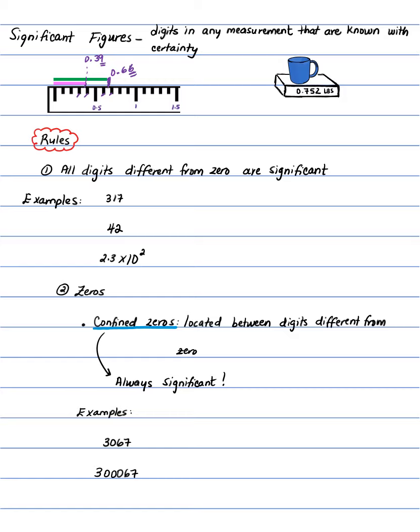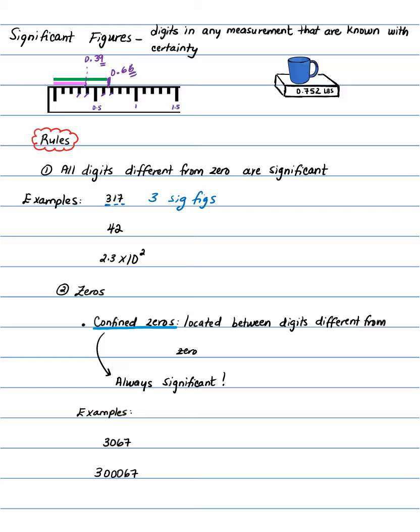On the right side where you have 0.752, the 0, we still don't know if it's significant or not, but the 7, the 5, and the 2, all three of them are significant, and that's based on my rule number 1. So I have some examples here. I have 317. All three digits in that number are different from 0, which means that that number has 3 significant figures. The 3, the 1, and the 7.